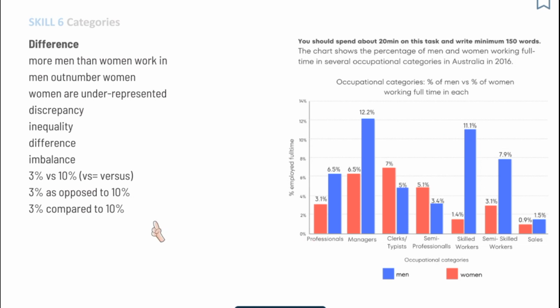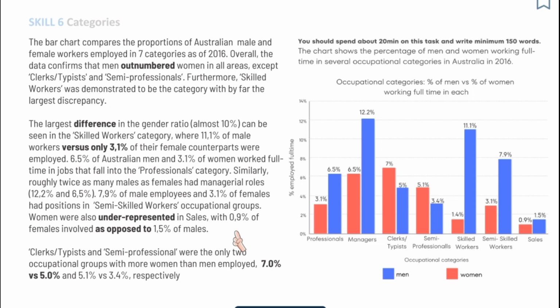Another way to show the difference is to use the word versus, and it is usually abbreviated to VS. So 3% versus 10%. Another way is to use the phrase as opposed to. Sounds really good. 3% as opposed to 10%. And finally, the word compared to will also show this idea of difference. And now let's have a look at some of these options in the report.